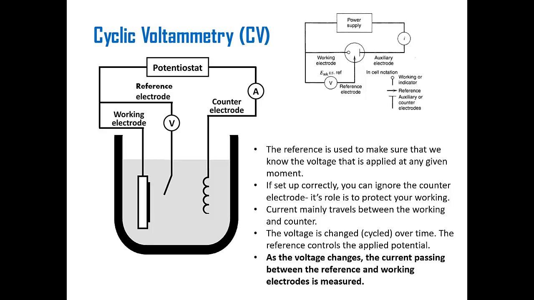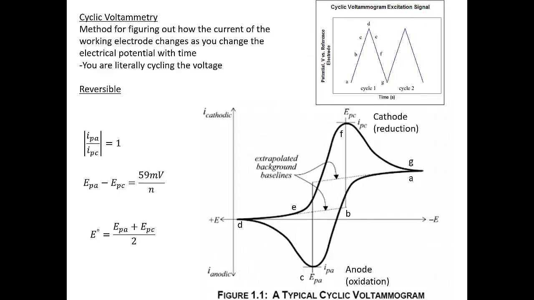And so what happens in cyclic voltammetry is that as the voltage changes, the current passing between the reference and the working electrode is measured. And so you end up with something like this, where this bottom axis is time, and this top here is going to be your voltage. So you're going to slowly change your voltage with time, and then you're going to turn it back and go the other way. Each of these letters correlates with a point on this. This is a duck, or a cyclic voltammogram.